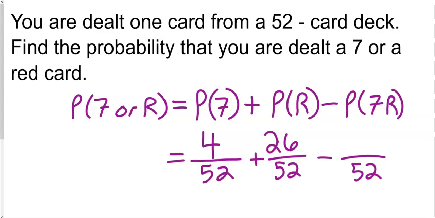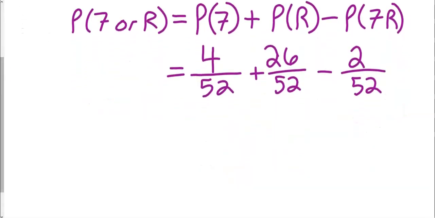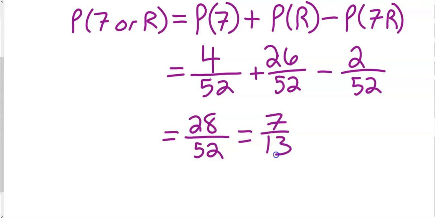Now, what's the probability for a red 7? Well, there are only 2 red cards that are 7s. And I talked about those earlier, which are the 7 of hearts and the 7 of diamonds. So all you have to do is just go through, do some fancy adding and subtracting. And when you take 4 plus 26 minus 2, you end up with 28 out of 52. But of course, this reduces down to 7 out of 13. And there's your probability.